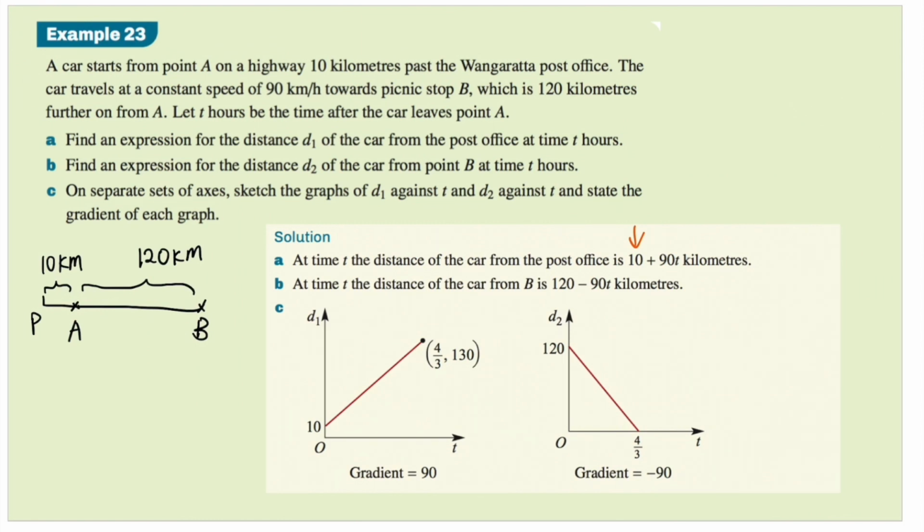So it's quite easy. Second question asks, find an expression for the distance D2 of the car from point B at T hours. So distance D2 is equal to distance from point B.